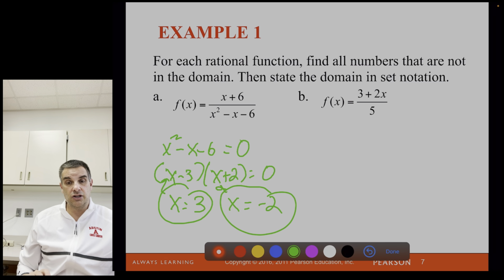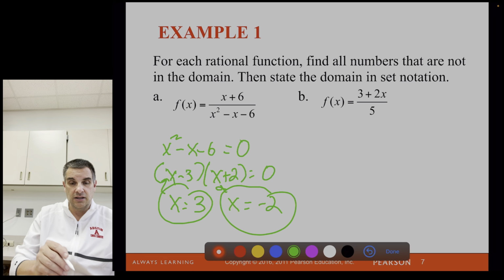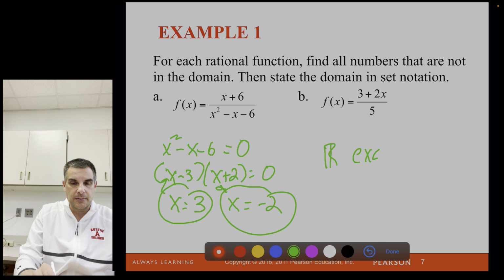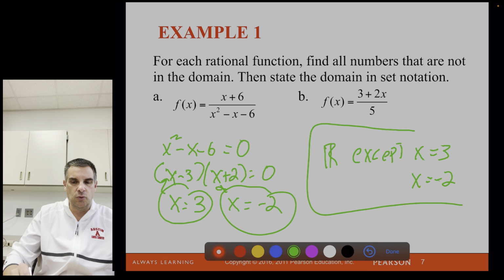So we say that the domain for this is all reals except x equal to 3 and x equal to negative 2. That's the domain for this one.